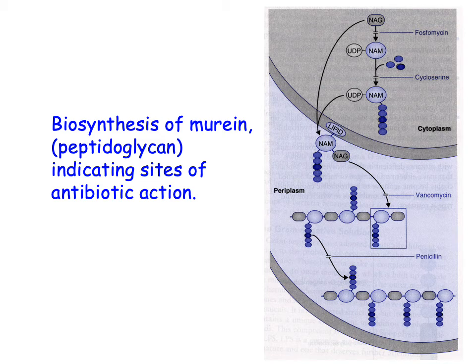Now, this is why you have to have growing cells in order for penicillin to work. It really doesn't do anything on non-growing cells, because cells that aren't growing don't need to make any additional peptidoglycan. But if cells are growing and trying to divide, if you disrupt this process, it will cause the peptidoglycan to not cross-link, and it will fall apart.